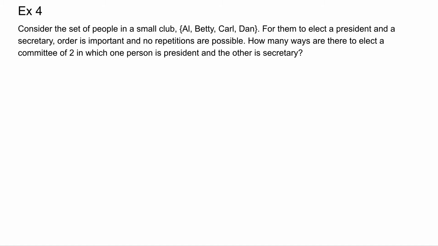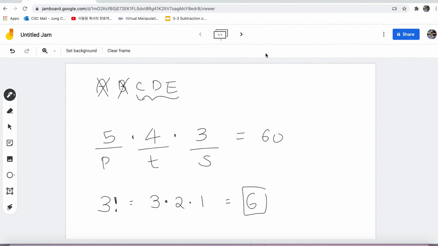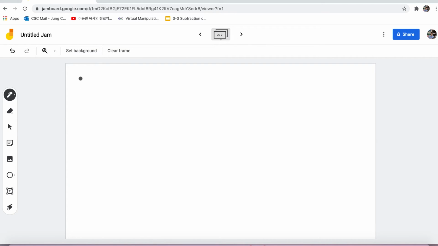How many ways are there to elect a committee of 2 in which one person is a president and the other is a secretary? So if you consider using the fundamental counting theorem, we know, let's say president, and what did we say? Secretary.